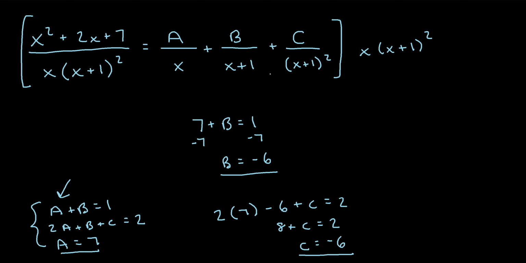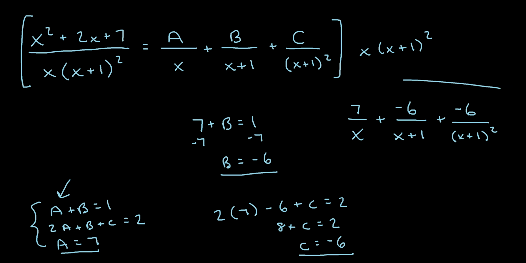So now we can plug in these final values that we just found into this decomposed fraction. So we have A over x, we found A to be 7, so 7 over x, plus B, we found is negative 6 over x plus 1, plus C, which we just found was also negative 6, over x plus 1 squared. And that is our final answer. So that is how we can decompose this original fraction into 3 smaller fractions.